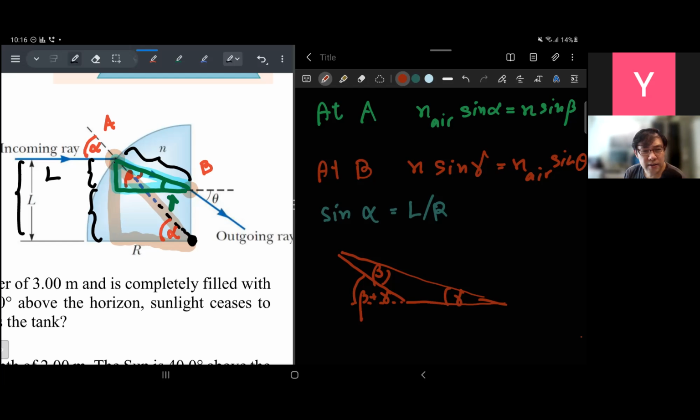Okay, let's see. R sine alpha. I don't see that either. I might have to do the law of sine angle. All right, then. I think I'm stuck too. I have to think about this a little more.